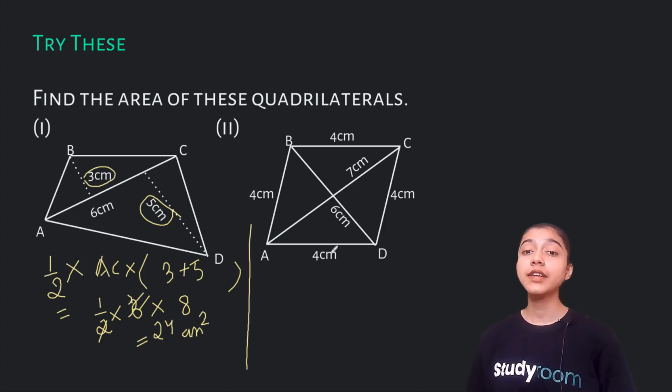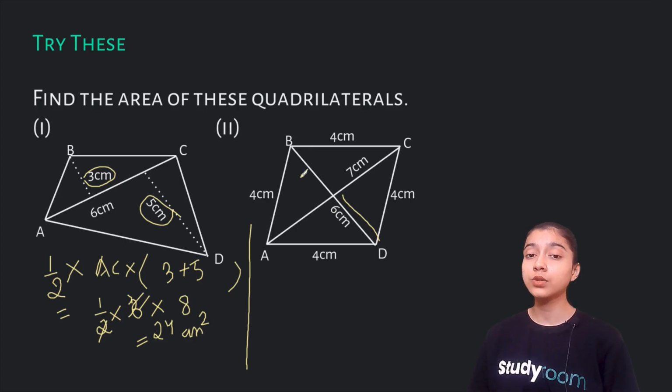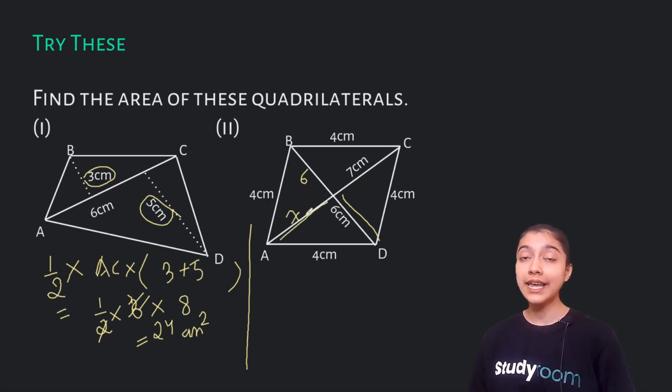Now the second figure that has been given to us is a rhombus, because all the sides are equal and the opposite sides are parallel to each other. So in the case of a rhombus, I told you that the diagonals bisect each other. So if this length is 6 centimeters, this length will also be 6 centimeters. And if this length is 7 centimeters, this length will also be 7 centimeters. So ultimately the diagonals we get are of 12 centimeters and 7 plus 7, that is 14 centimeters.